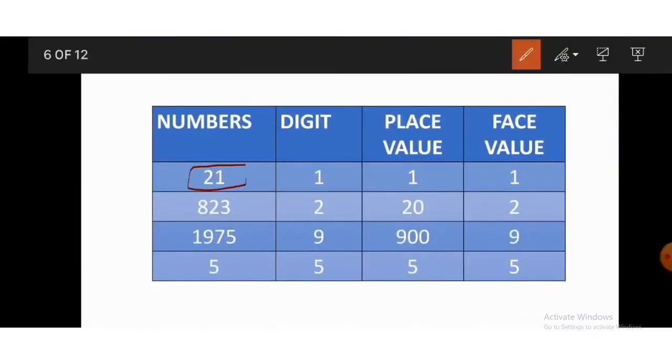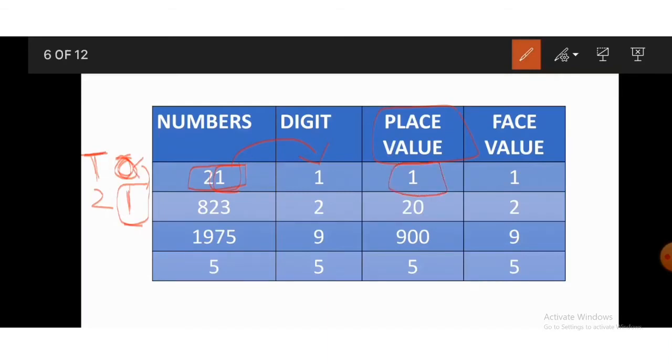The first number is 21. What is the first number here? The first number is 21. And we are going to find out the place value and face value of the digit 1. For face values, what did I tell you? First, we have to write the places above the number. 1 is in 1's place, 2 is in 10's place, 1's and 10's, right? And which digit are we talking about here? We are talking about 1. And 1 is in which place? 1 is in 1's place.